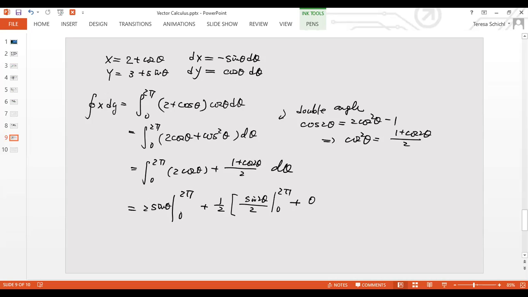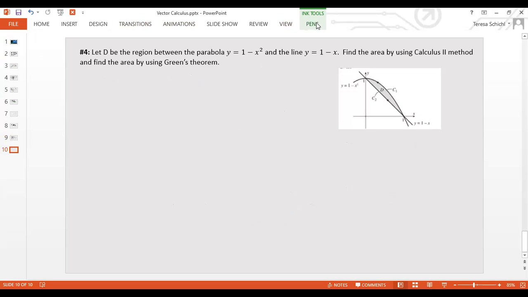Then plus theta from 0 to 2 pi here. Okay, so like this, this one will be 0. Then this will be 0, so it's 2 pi over 2. What do we have here? We have a pi here, right? So it will give you the same answer. That's pretty cool, right? Okay, so now let's take a look at our last example.